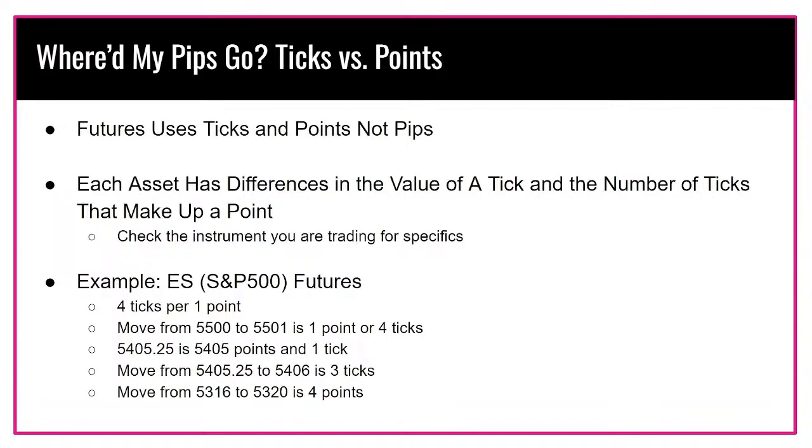So a move from 5,405 and 1/4 to 5,406 is 3 ticks of movement. From 5,316 to 5,320 is 4 points of movement.